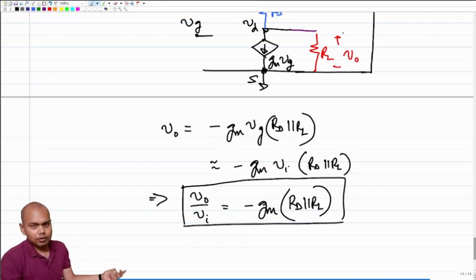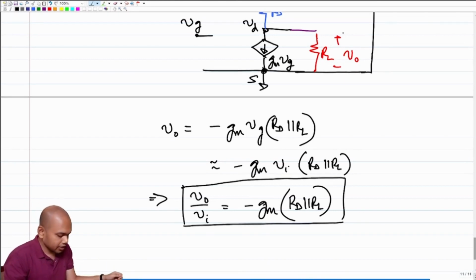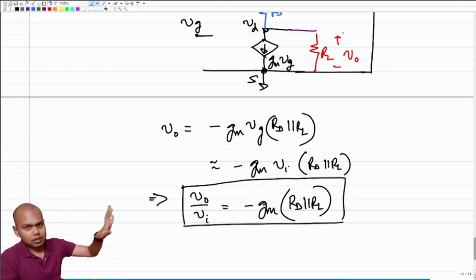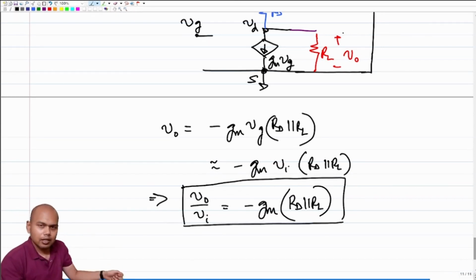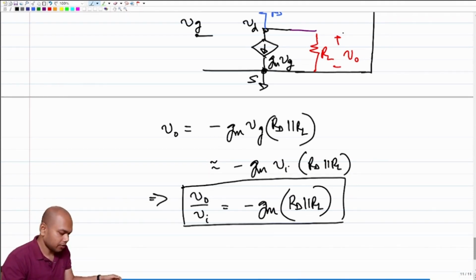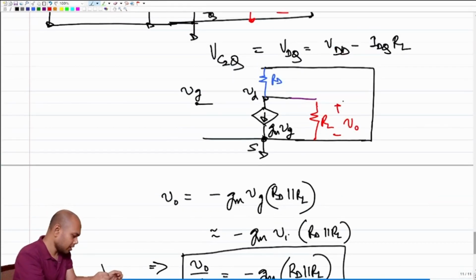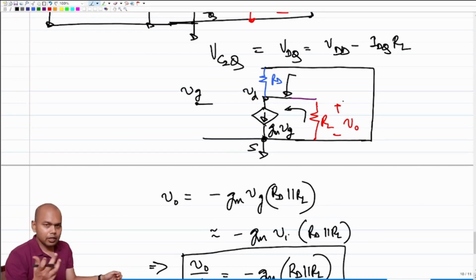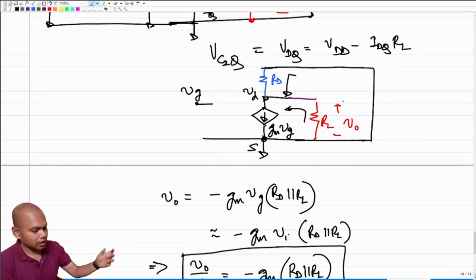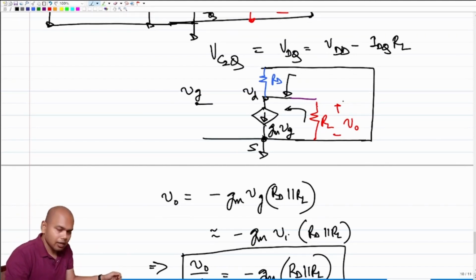And what was the replacement? The alternate architecture was to put RD between VDD and the drain, and RL is grounded. Because now the incremental current is getting shared between RL and RD, whereas earlier all the incremental current was going into RL, we are getting a lower gain.